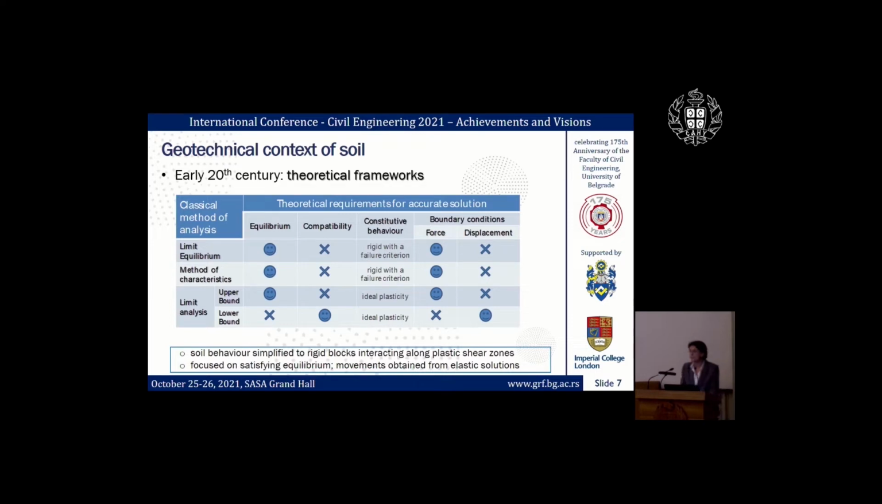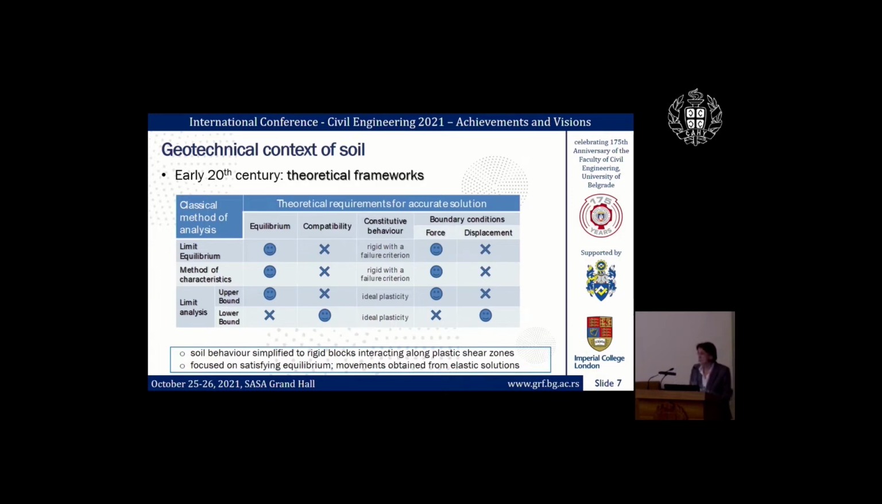but clearly, because of the complexity of the soil behavior, most of these calculations concentrated only on satisfying the equilibrium between external and internal forces, and were unable to devise the sort of calculation processes to satisfy compatibility and therefore calculate deformations in the ground. And this was only possible if a theoretical framework of elasticity was adopted to calculate deformations in the ground.